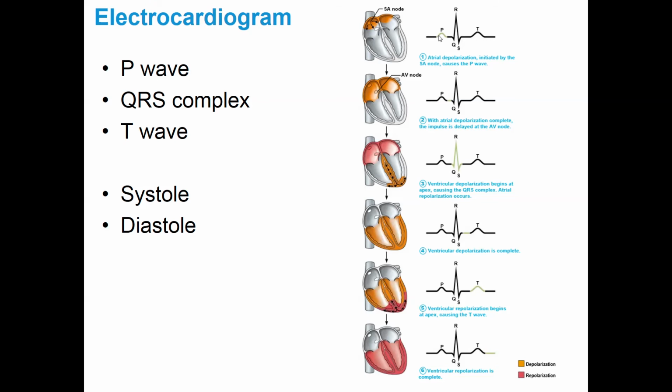So again, the P wave is the first one, and the P wave is the electrical activity that we associate with depolarization or systole of the atria. And then the QRS complex is the electrical activity associated with depolarization of the ventricles. And then the T wave is repolarization of the ventricles.